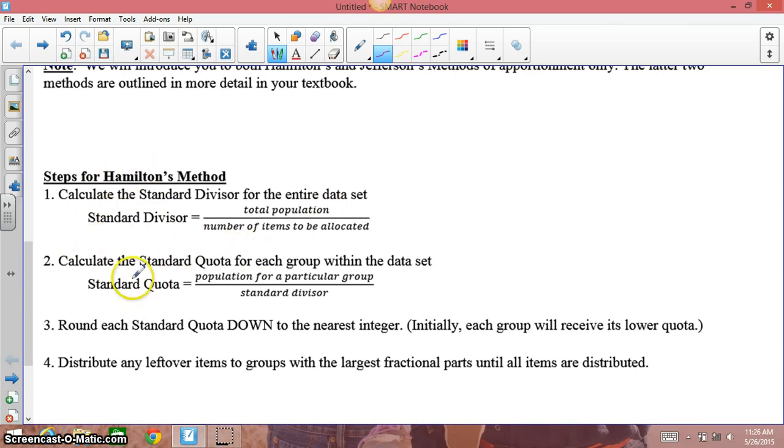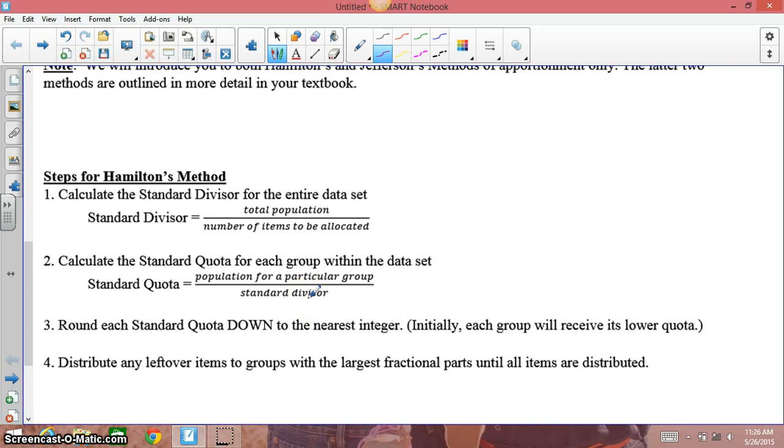The formulas for standard divisor and standard quota I know are on your formula sheet. So standard divisor is just the total population that you're looking at divided by the number of items to be allocated. So like for my Lowe's example, it would be the total number of stores that they have divided by the number of snow shovels that they had received. And then I'm going to take that standard quota and look at the population for a particular store and divide it by that standard divisor that we had previously.